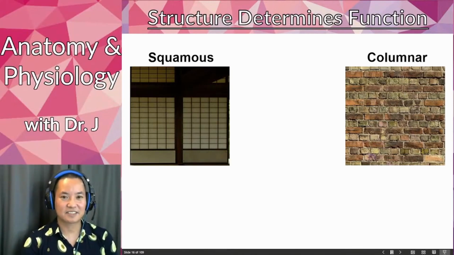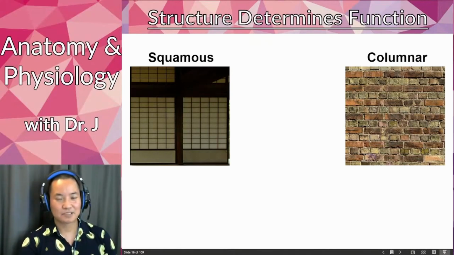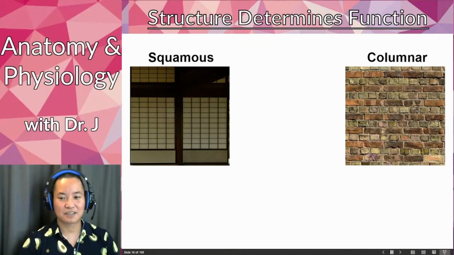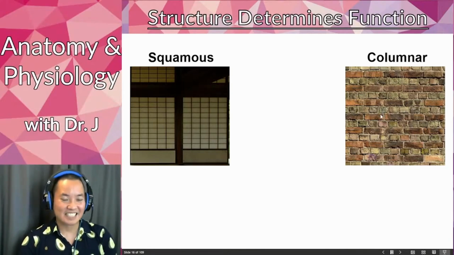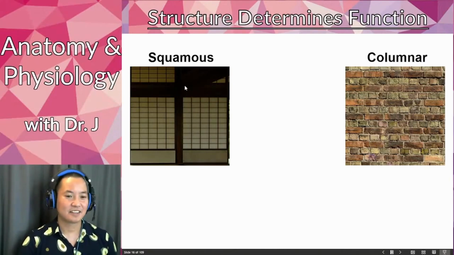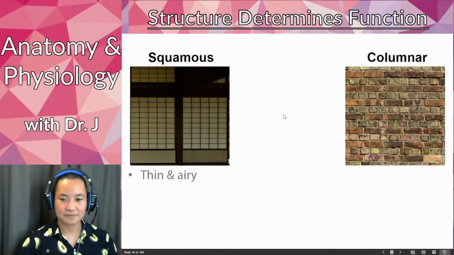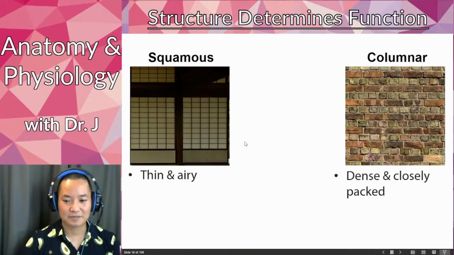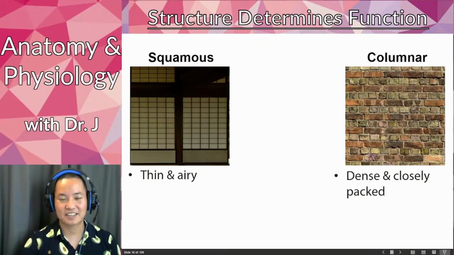They have this thickness that's harder to poke through. It's easy to burst through a paper screen door, but bursting through a brick wall, maybe if you're the Hulk. This is much more durable on the columnar side than a very thin layer over here. So squamous is kind of thin and airy, and columnar is dense and closely packed like all these bricks over here.